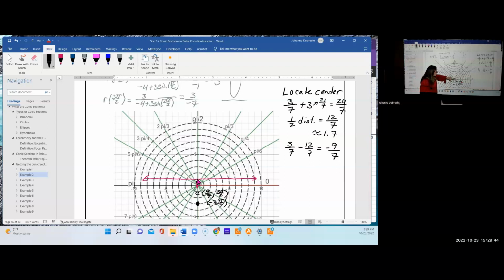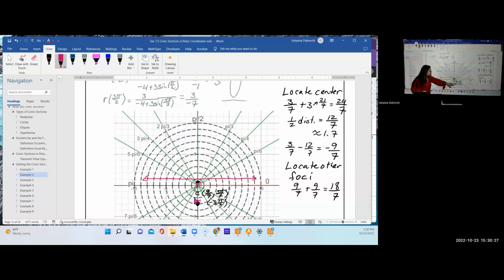I know that the focus here is at the pole, and this one is down here at -9/7. So the distance from the center to the focus is 9/7. So another 9/7 below the center, I should have the other focus. So locate the other foci. And that's going to be at 9/7 plus another 9/7, which would be 18/7, which is going to be about 2.5, which fits with what it looks like up above. It's very close to the vertex at the bottom.